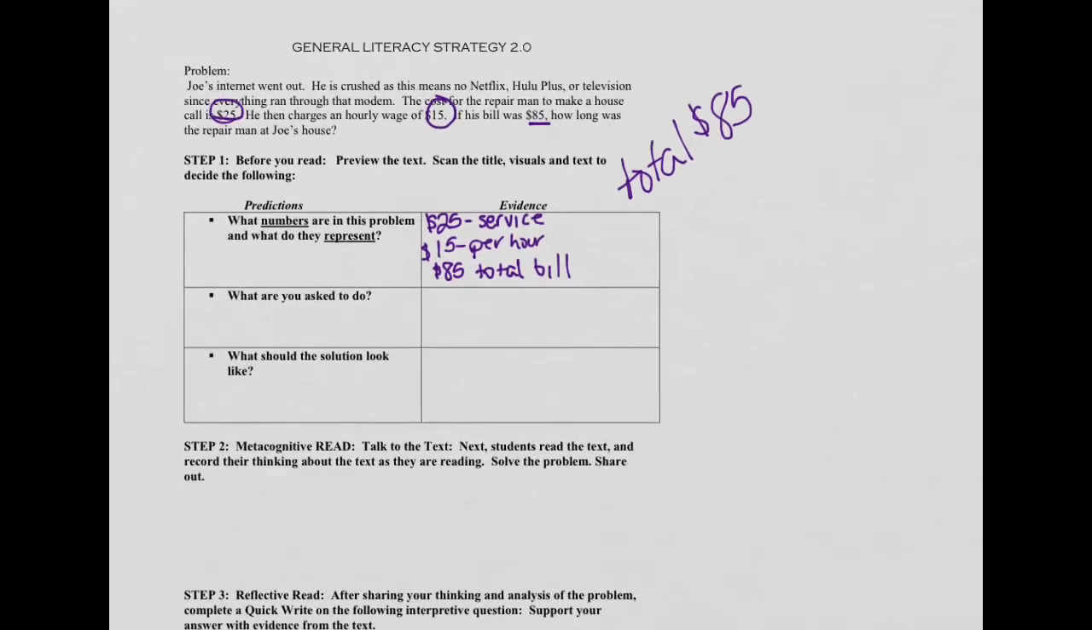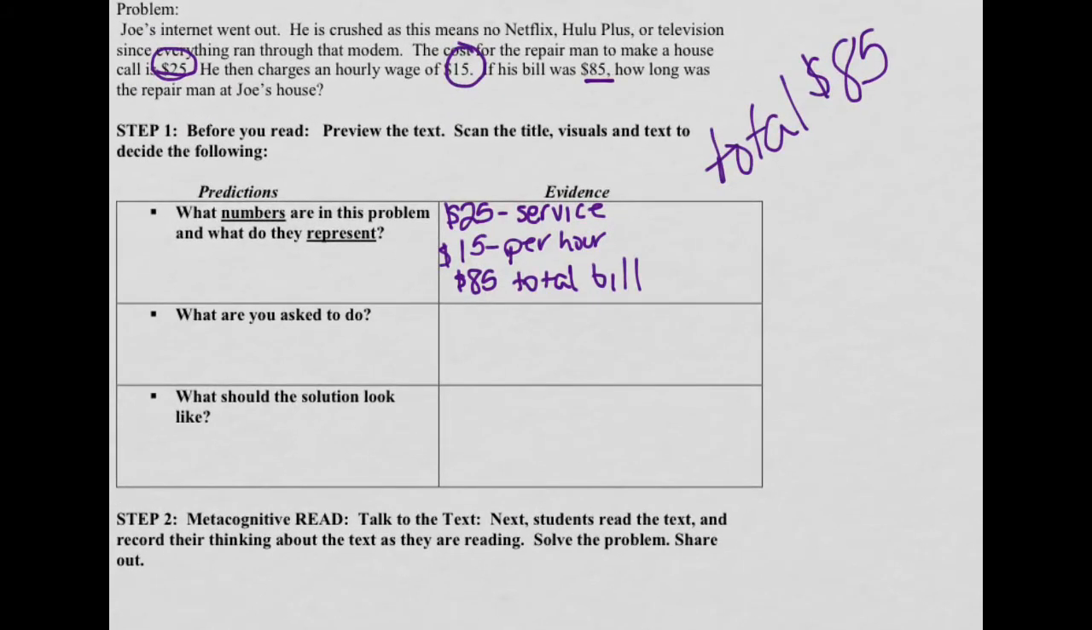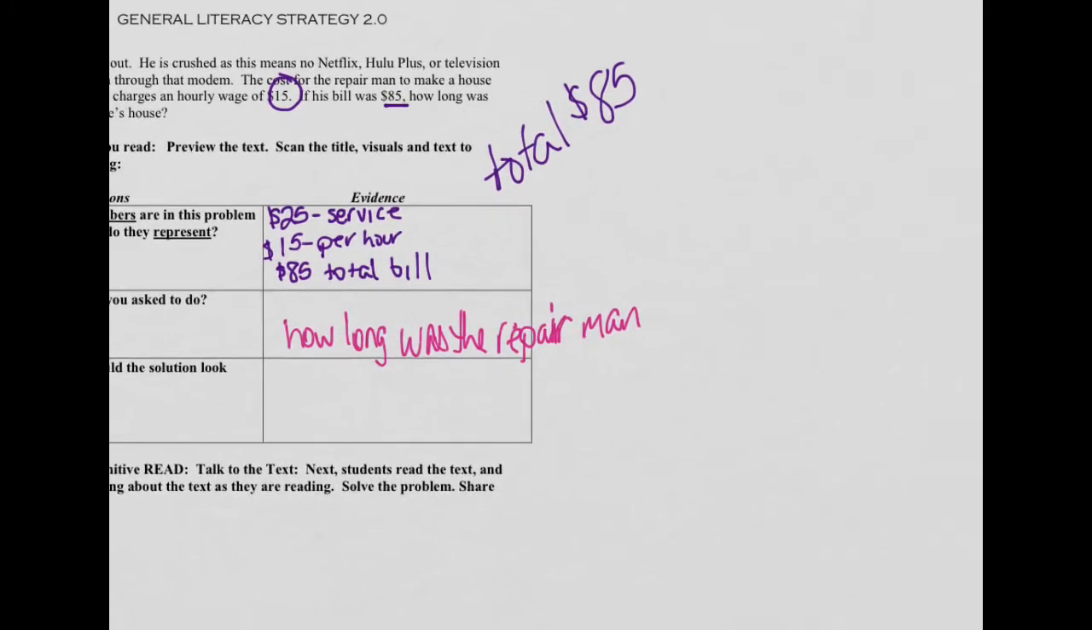So we filled out the first thing of our chart. We've read our story twice. Let's look at what else. What are you asked to do? What are they wanting? They want to know how long the repairman was at Joe's house. So I'm looking for time. I'm not looking for money. It's told me everything money. I'm not looking for meters or centimeters. I'm looking for time. So I'm looking for how long was the repairman at Joe's house.